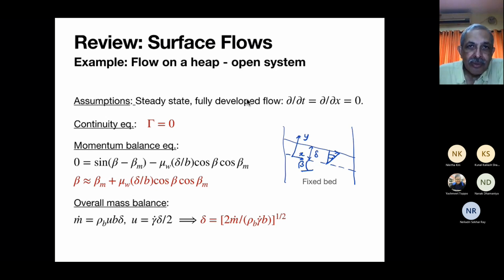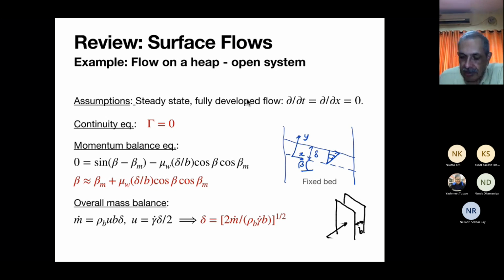So 4 constants, if we are given, we can solve any equation. And then after that we looked at one simple example where we had essentially a heap and a steady flow on the heap. Of course, we are looking at it from the side. The actual system has 2 plates like this, and the flow is happening in between those plates. And this separation is B.